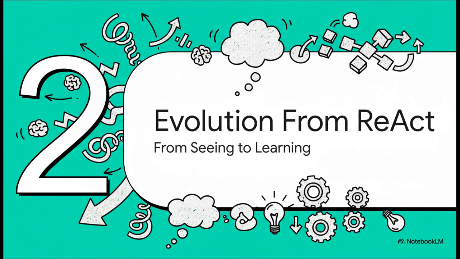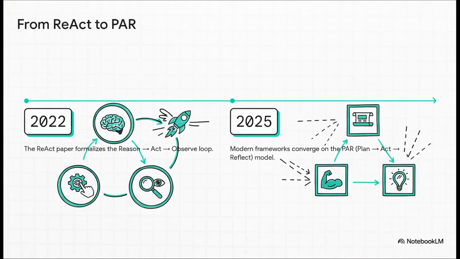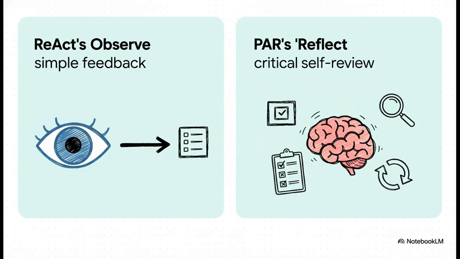So you might be wondering, how did we even get here? Well, this PAR framework didn't just appear out of thin air. It's actually the evolution of an earlier, really groundbreaking idea. If we rewind to 2022, the ReAct paper laid the foundation with a loop that went reason, act, observe. And that was a huge leap forward. It gave models the ability to think first and then do. But modern agent frameworks have really refined that last step, which is what led to the PAR model that's taking over today. So what's the big difference between observe and reflect?